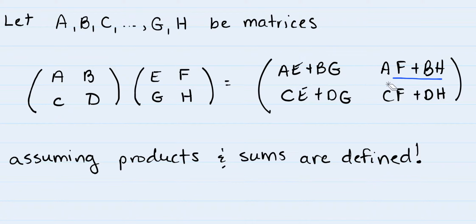So as long as we can actually multiply A with E and B with G, and then we can add the matrices together, then we can break matrices up like this and then compute their product in this way. So this is assuming that products and sums are defined. Let's look at an example of this.